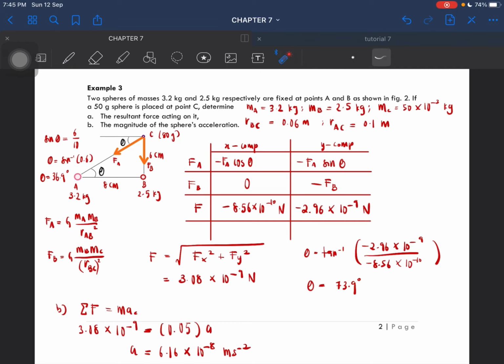If you come across this type of question where you have to find the resultant force and it is at an angle, you should look at the X and Y components. Make sure you also calculate the direction. And if they ask you to find the acceleration, you can just use the chapter 6 formula, which is the centripetal force equal to m a c. Alright, so that's for example number 3.